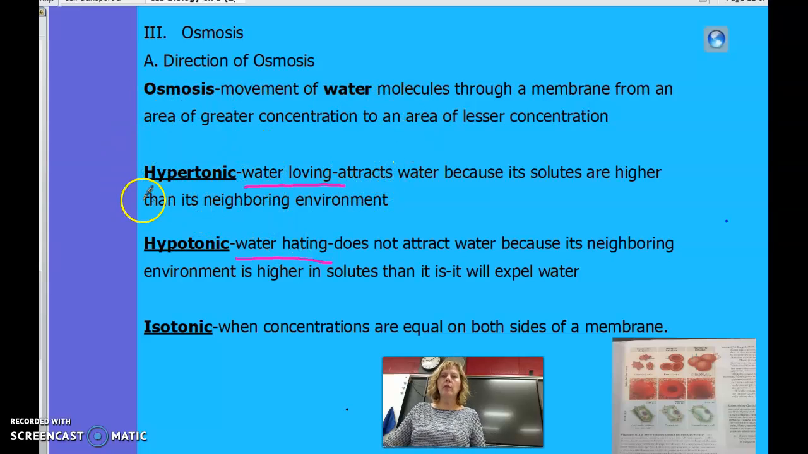Hypertonic is an environment that attracts water, or we say water loving. So when we had our little dialysis tubing cell, some of you noticed that your dialysis tubing cell looked a little fuller that second day that you looked at it. That's because inside there were higher levels of solutes inside of that cell than on the outside. So water moved into our dialysis tubing.